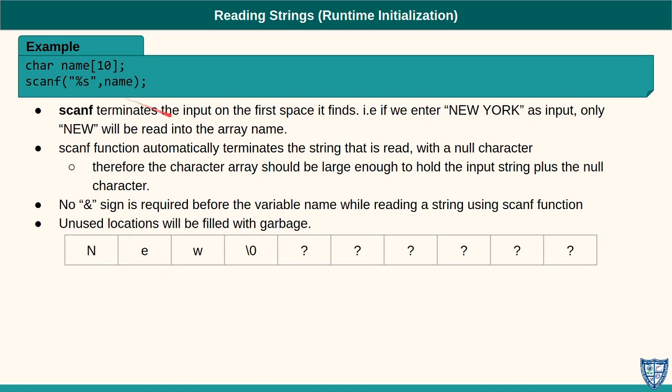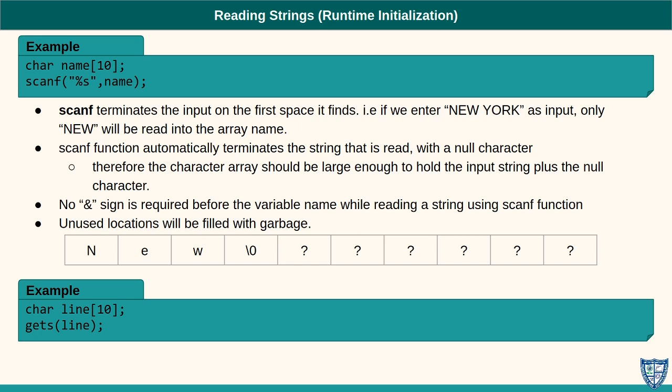So enter New York. N will be at name[0]. E will be at name[1]. W will be at name[2]. And this \0 will automatically be put at the end. All other places are question marks. This doesn't mean that a question mark will be there. This means we are not sure what will be here. Those values are called garbage values.